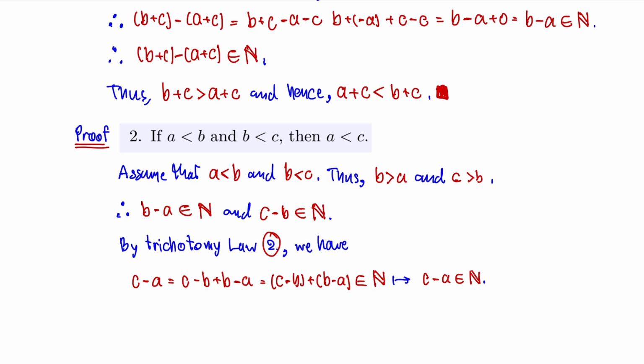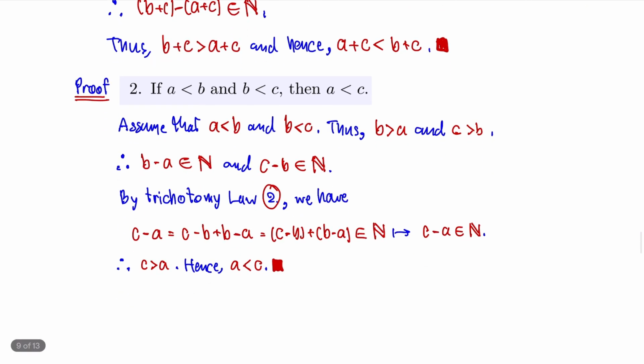So, what does this mean? This means that C is greater than A. And C greater than A, what does it imply? Hence, A is less than C. That's what we have.